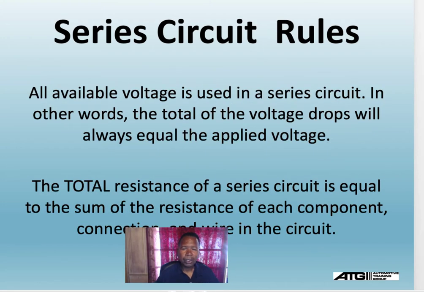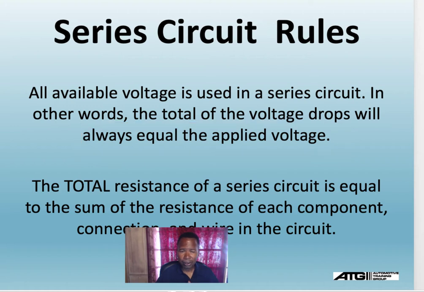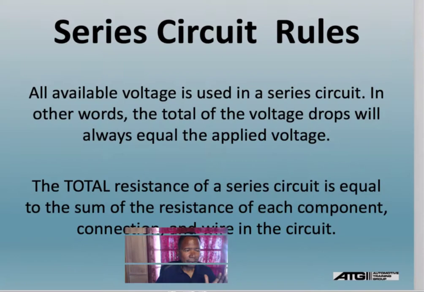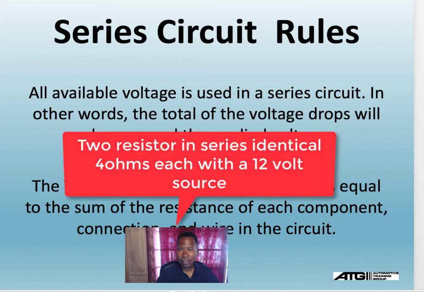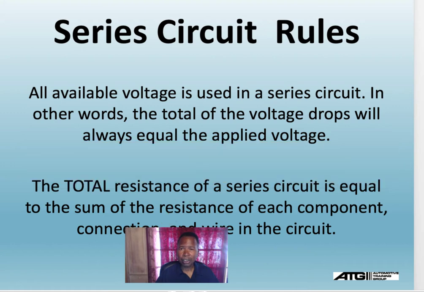All available voltage is used in the series circuit. As current is going through each load, it's going to drop voltage. That drop should equal source voltage. If I had 12 volts and two resistors in series, each 4 ohms, each one is going to drop 6 volts. When you total it together, it's a 12 volt drop. Let's start with a 12 volt source. I should have an equal drop across the loads. The same thing on a 3-leg circuit.